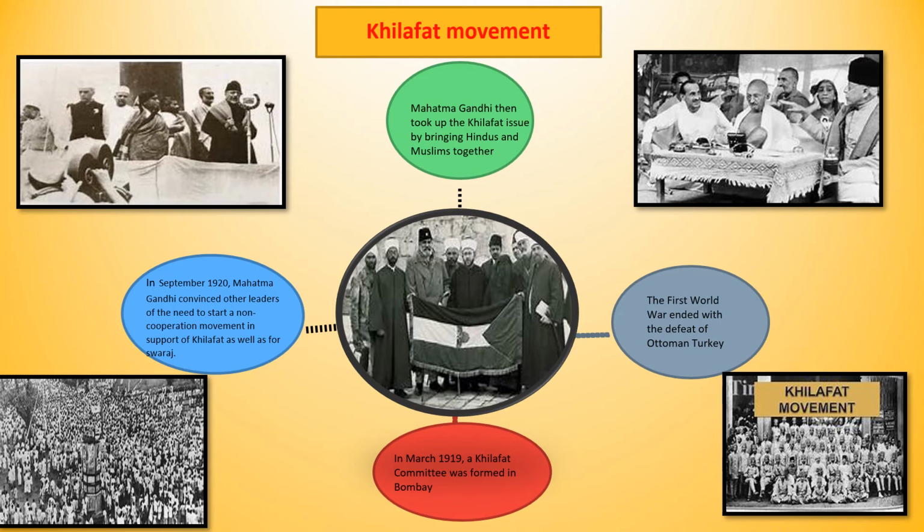Gandhiji was waiting for such an opportunity to bring the Hindus and the Muslims on a common platform. At the Calcutta session of the Congress in September 1920, a resolution was passed to launch the non-cooperation movement in support of Khilafat and also for Swaraj.